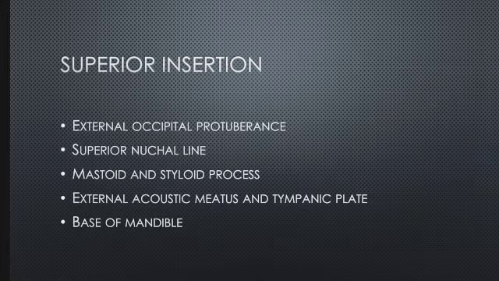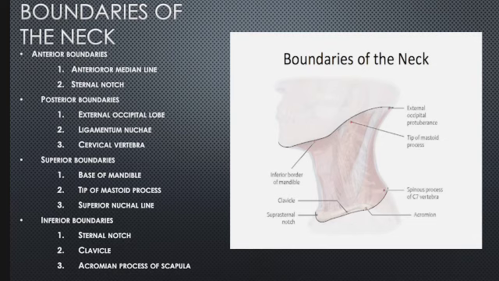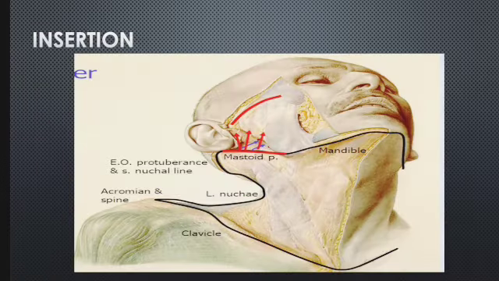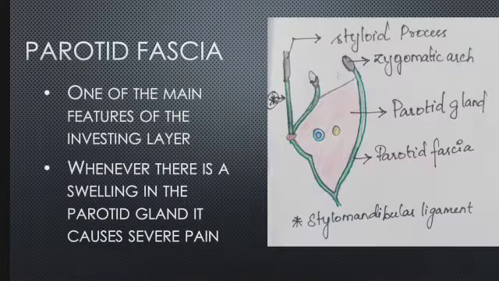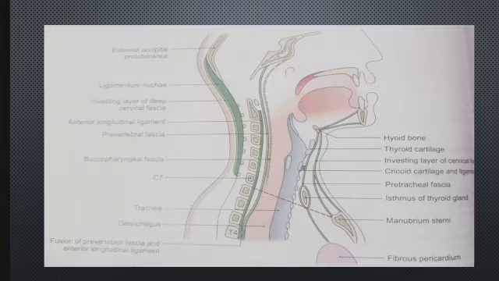What is the inferior boundary of the neck actually? The inferior boundary of the neck is the suprasternal notch, clavicle and acromion process. In the same way, the inferior insertion is going to be the acromion process, the spine of the scapula, clavicle and suprasternal notch, okay. And we have to see the anterior and the posterior attachments.